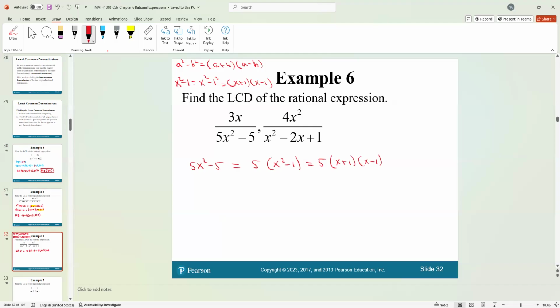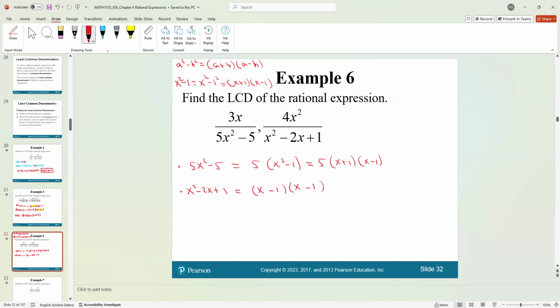Now, with the second denominator, remember we focus only on the denominators here. When you have x squared minus 2x plus 1, two numbers that when you multiply give you positive 1 and when you add give you negative 2. Yes, it's negative 1 and negative 1.